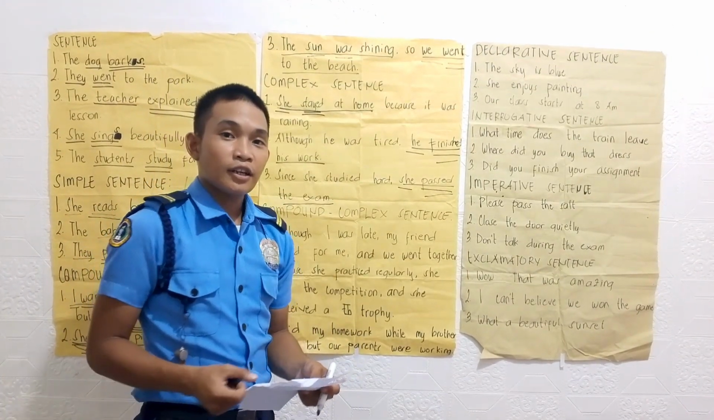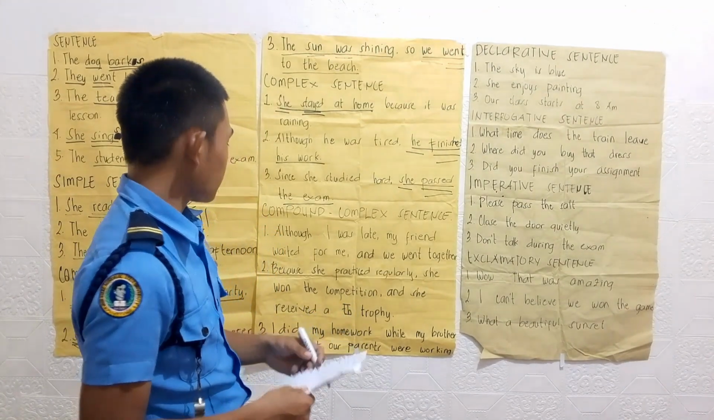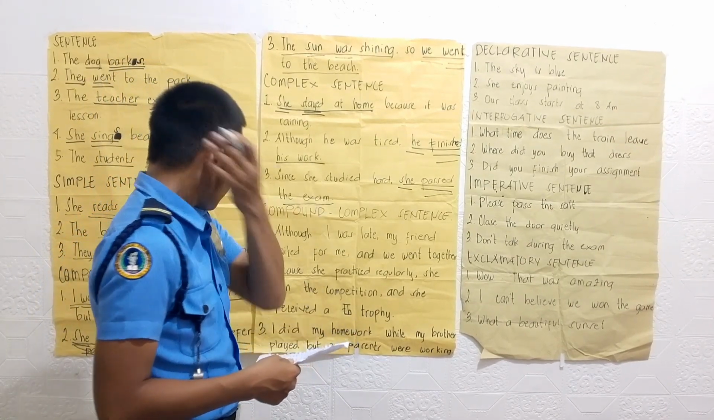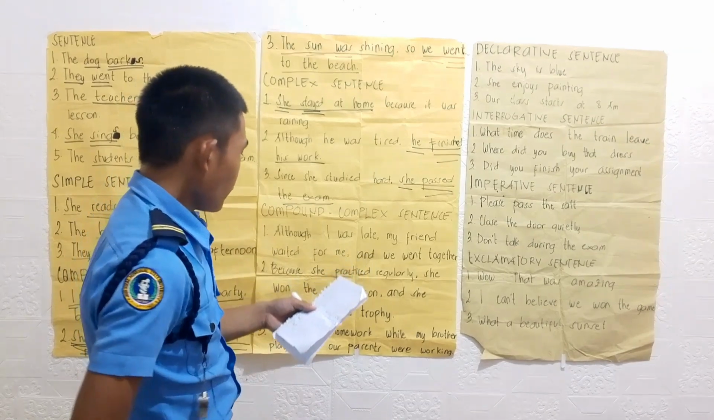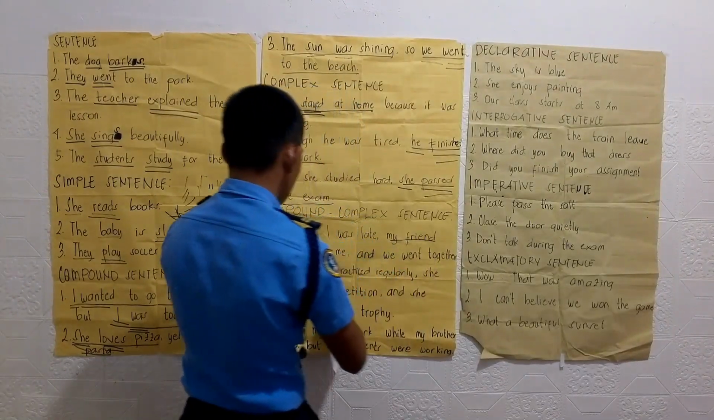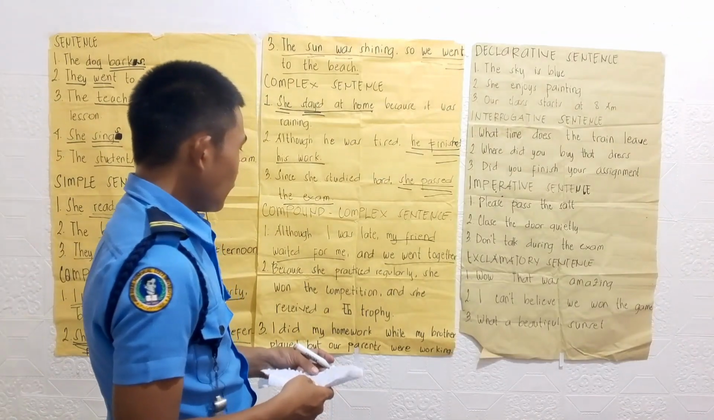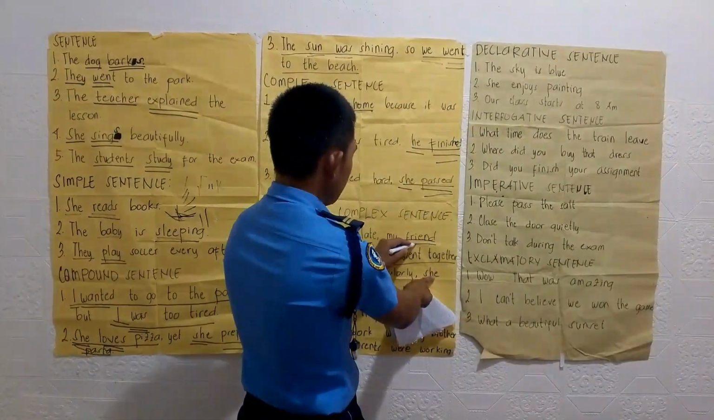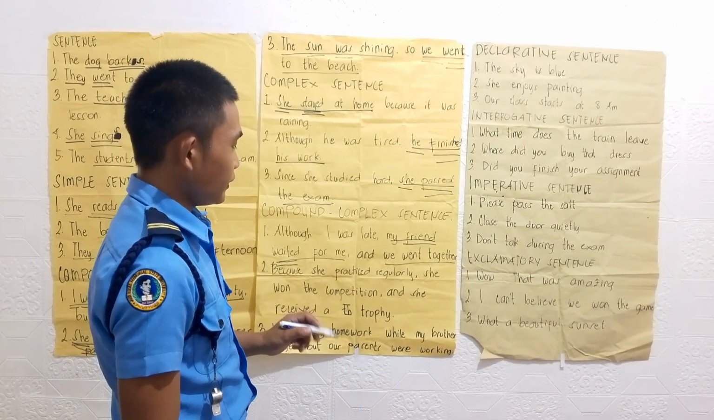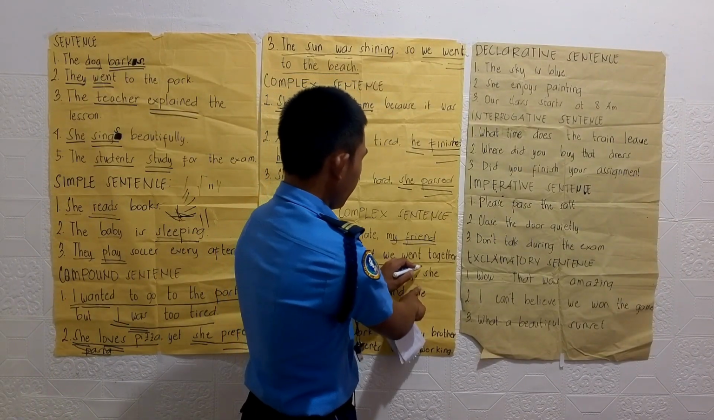Compound complex sentences contain two or more independent clauses and one dependent clause. So, number one, although I was late, my friend waited for me and we went together. So, our independent clauses are my friend waited for me and we went together. Our first subject is friend and our verb is waited. Now, the other subject is we and our verb is went.